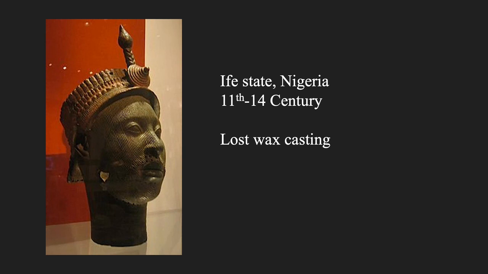Here you can see an example later in time, the descendants of these Nok metalsmiths. This is from the Ife state in Nigeria from the 11th to the 14th century AD, and it is also made with lost wax casting. And so you can see the incredible workmanship and beautiful artistry of these things. So that's sort of casting and smelting in different varieties.